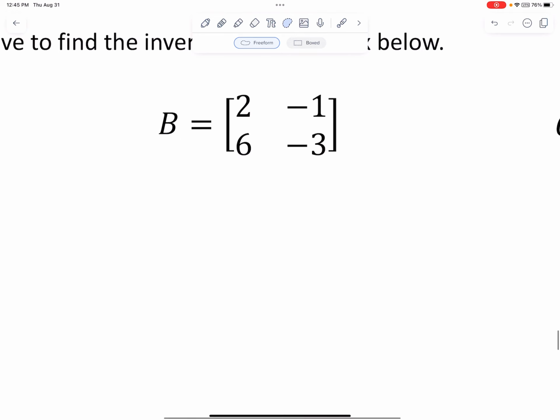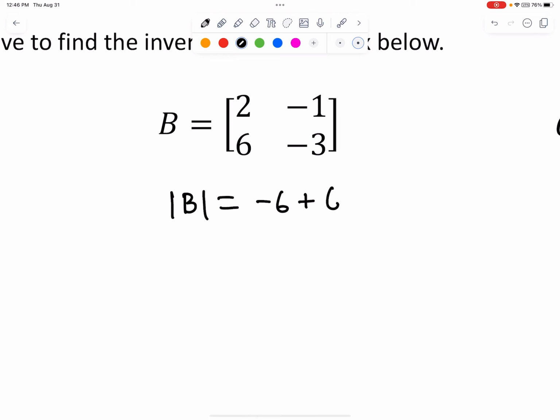Let's look at the matrix B. Calculate its determinant first. So 2 times -3 is -6. And then minus, and then 6 times -1 is also -6. So we do minus -6. That's going to wind up being plus 6.